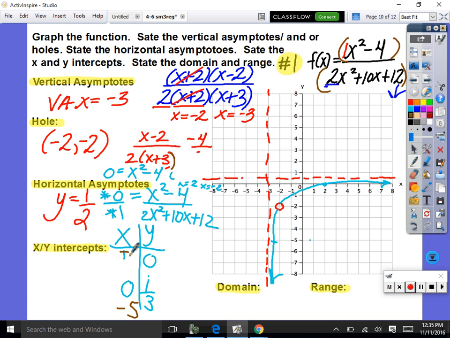It was +2, only +2. Yeah, okay, sorry about that. Okay, does anybody have some points for me on this side of the graph? Yeah, it should be -1/3.